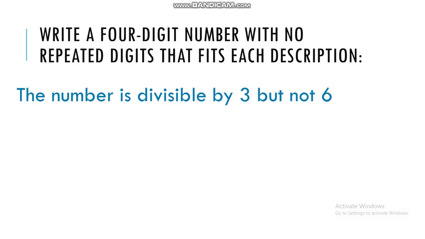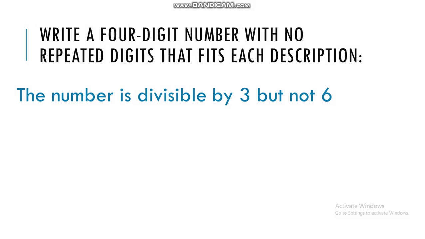We must give a number that consists of 4 digits such that it is divisible by 3 but not 6. And those 4 digits must not be the same or repeated. They must be different. Okay. The number must be divisible by 3 but not 6.